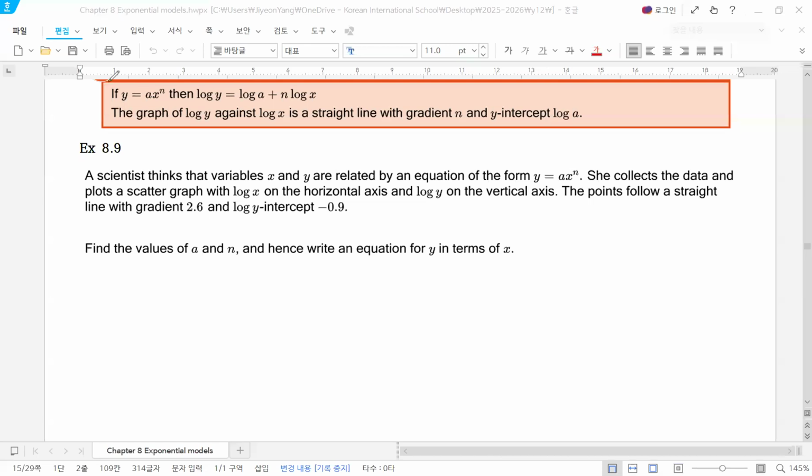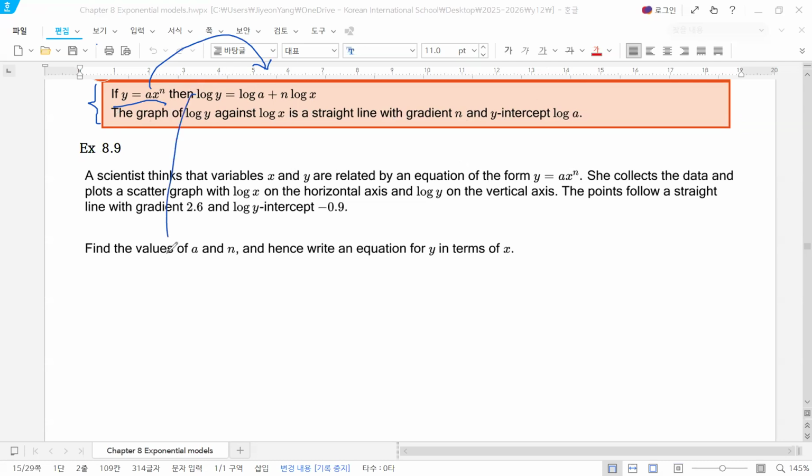Okay, Hayden, please read this orange box. y equals a times x to the power n, so log y equals log a plus n log x. Guys, this one is very natural. We just did it, right? You put log to both sides, then separate the logarithm and move the power to the front. And then please keep reading it. The graph of log y against log x is a straight line with gradient n and y-intercept log a.